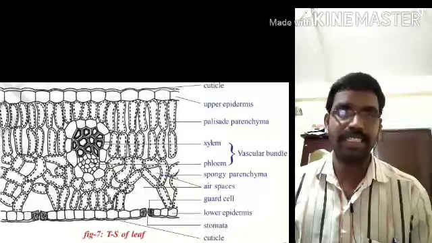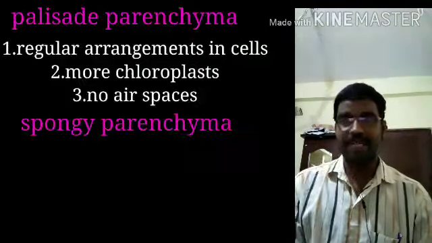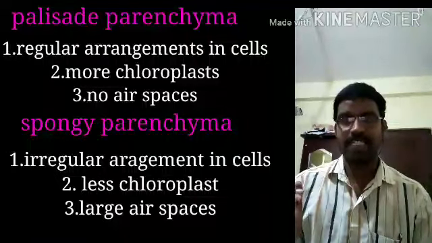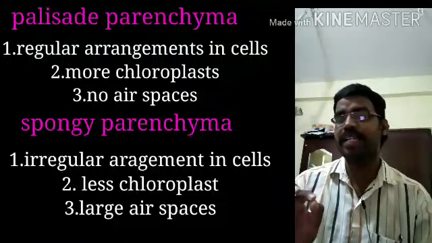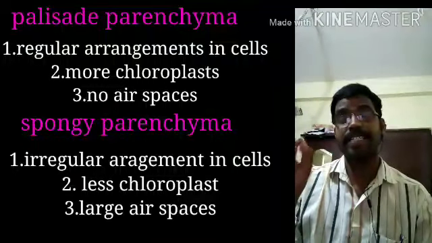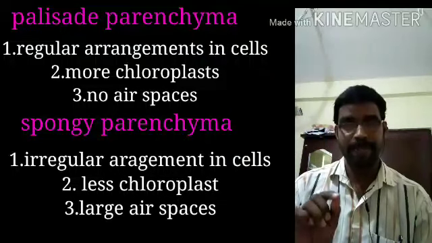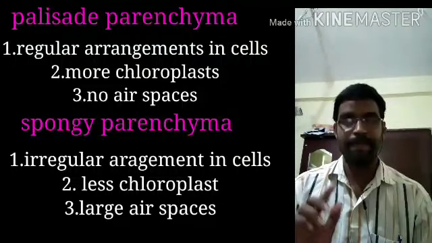And also we see some differences and similarities between the spongy parenchyma and palisade parenchyma. In the palisade parenchyma we see a regular arrangement of cells. In the spongy parenchyma, we see an irregular arrangement of cells. More chloroplasts are present in the palisade parenchyma. A smaller number of chloroplasts are present in the spongy parenchyma.